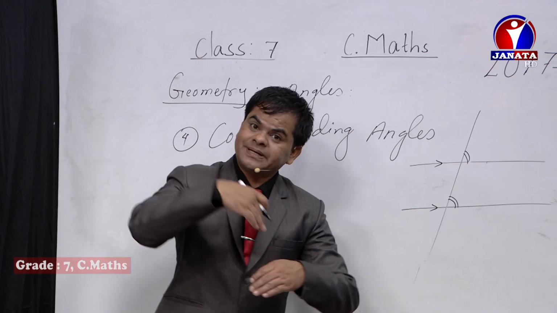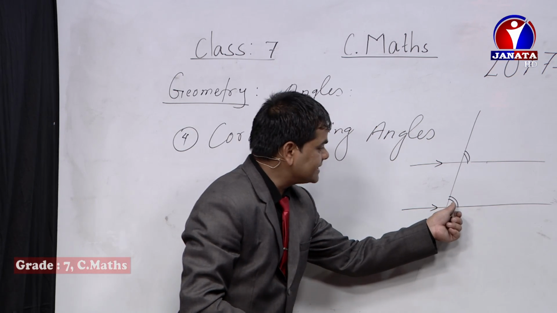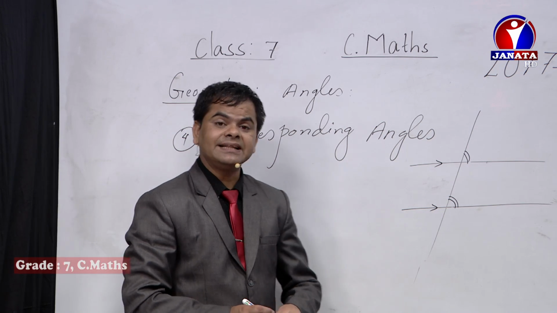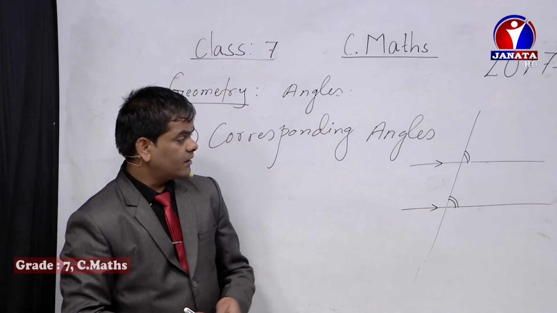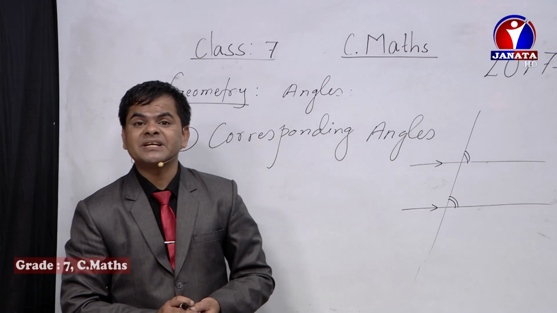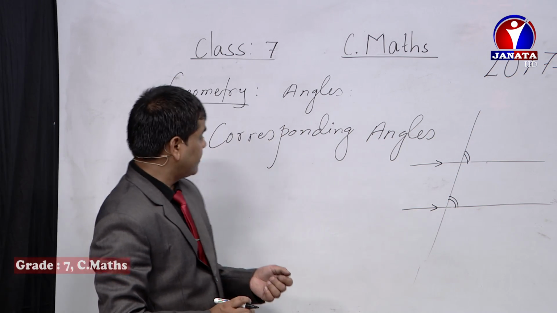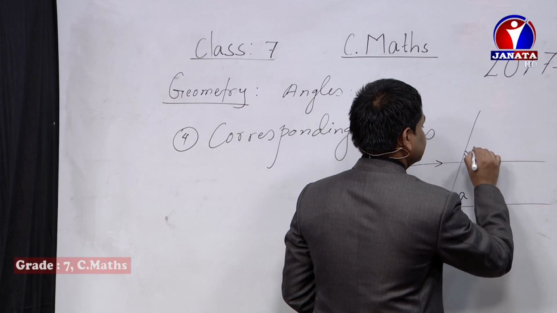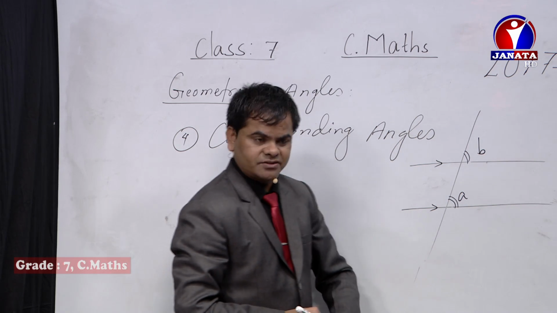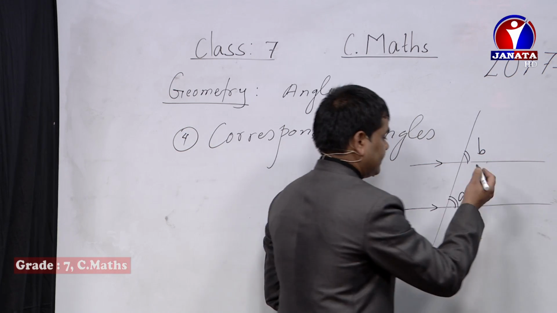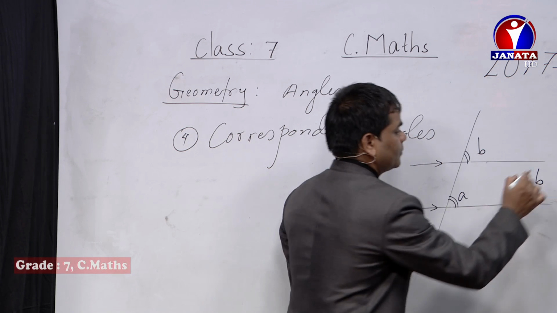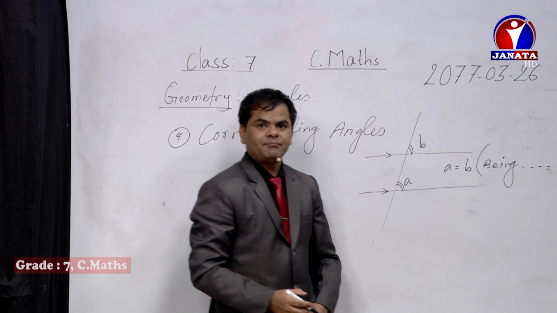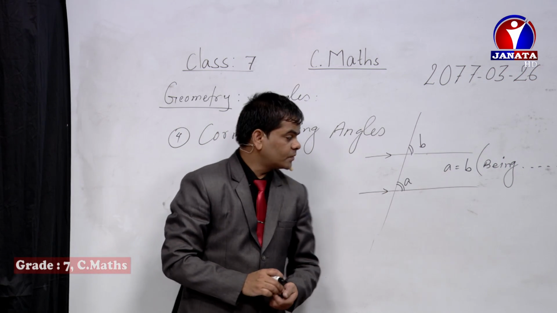That means both should be on the same-hand side, but one is inside the parallel lines and another is outside the parallel lines. If such a concept is seen, it is known as corresponding angles. That relationship is known as the relationship of corresponding angles, and their property will also be equal, just like the alternate angles we have done just before. So then what can we write? A equals B. And what do we write for the reason? Being corresponding angles, A and B are equal to each other.